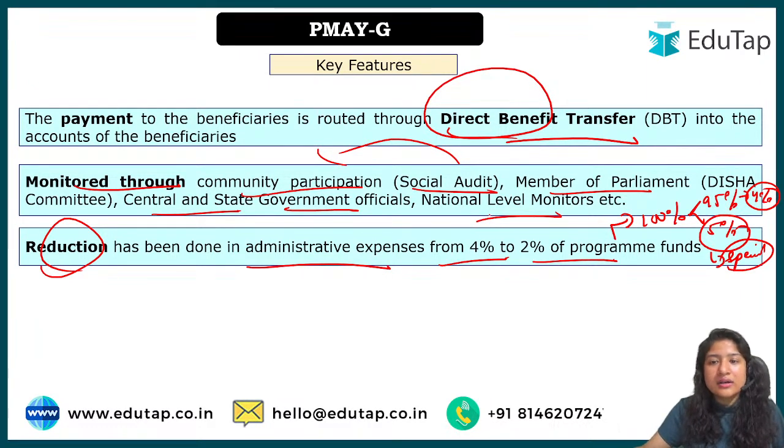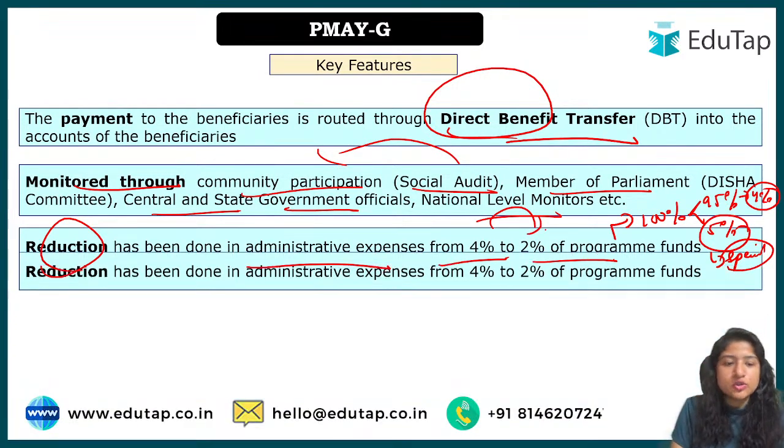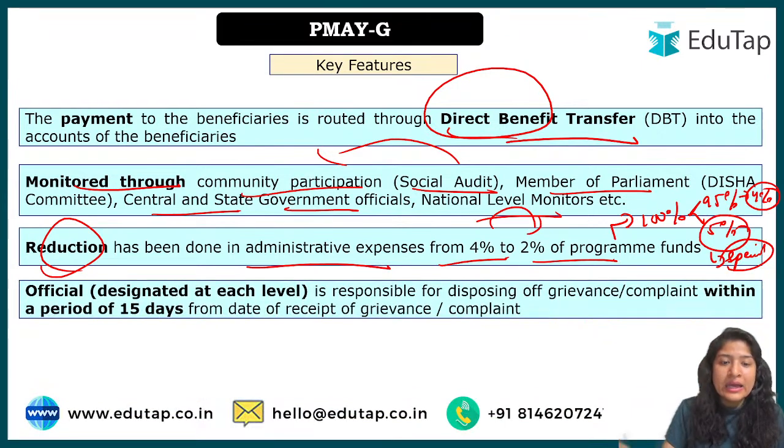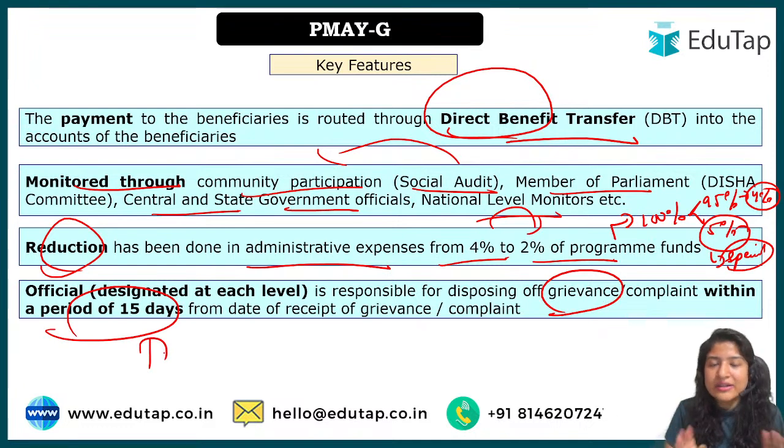Now recently changes were done. For example, from 2022 to 2024 it was extended. So at that time, even this administrative expense was lowered from 4% to 2%. ठीक है. Then lastly, when we talked about the grievance also, right? For example, if beneficiaries have any problem, various grievance redressal centers have been established at panchayat level, district level, state level, right? So it's being said that officials have to solve the complaint within 15 days since it has been registered. Okay, so these are some of the features.